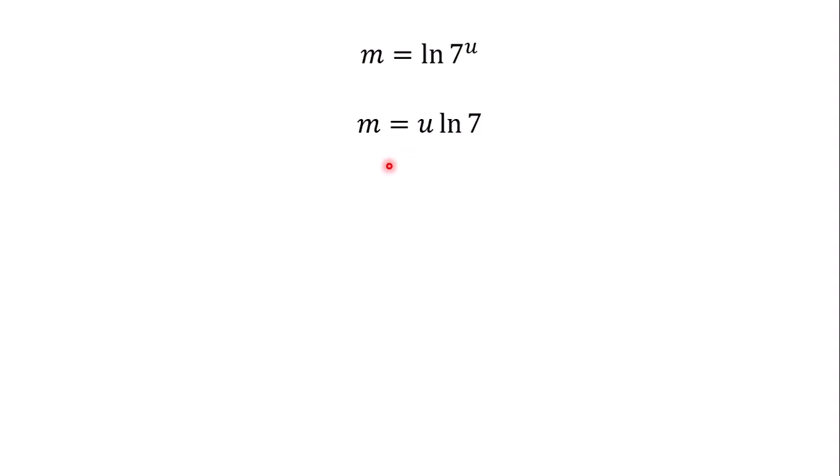Now let's differentiate. When you differentiate this, you are going to get dm. When you differentiate this, we are going to get ln 7 du. So dm is equal to ln 7 du. Now we want du, so we just divide this one by ln 7 and also divide this one by ln 7. When you divide this one by ln 7, we are going to get du. So du will be equal to 1 over ln 7 dm. Now let's put this one into the integral and let's continue from there.